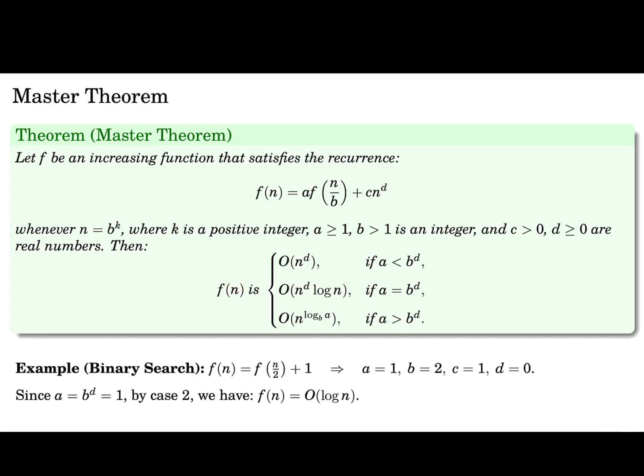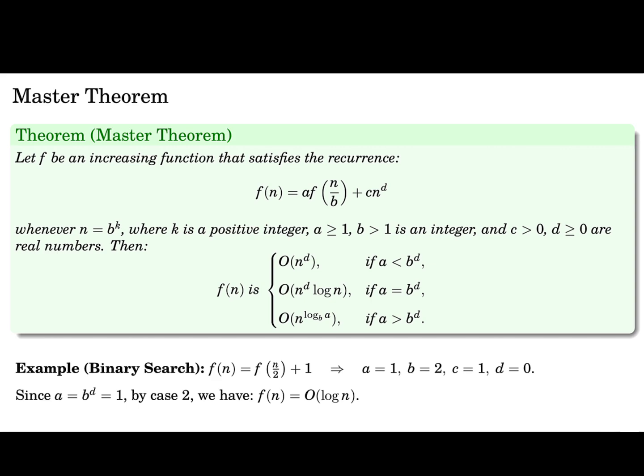So let's interpret this carefully. The number a, again, is the number of subproblems. And then b to the power of d: b again is how much you divide the problem, and this d describes the complexity of the other stuff you need to do. So b to the power of d measures how much the non-recursive work shrinks when the input size shrinks from n to n over b.